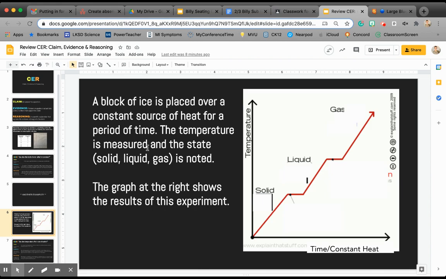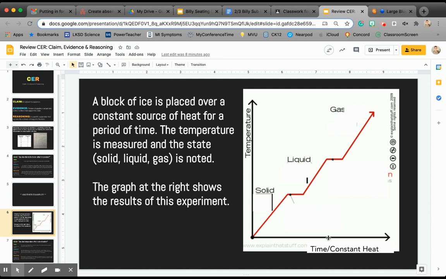Take a look at this graph. It says a block of ice is placed over a constant source of heat for a period of time. The temperature is measured, and the state, meaning solid, liquid, or gas, is also noted. The graph at the right shows the results of this experiment. So let's take a look here.